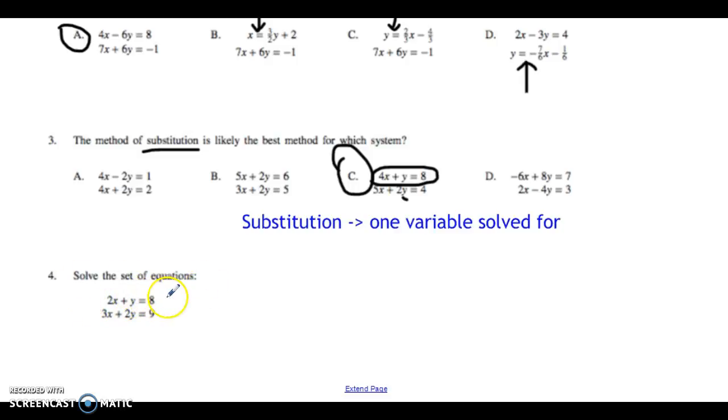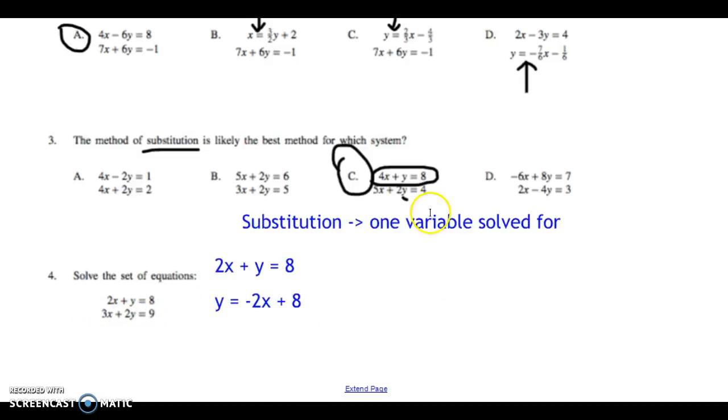Last but not least, it says solve the set of equations. I get 2x plus y equals 8, 3x plus 2y equals 9. My first step here is to choose a method, and I think the method that I'm going to use is substitution. As I previously stated, I look at this system of equations and I see that the y is by itself, almost. I just need to subtract the 2x from both sides. So 2x plus y is equal to 8. If I subtract 2x from both sides, I get y equals negative 2x plus 8. And now I have one of the variables solved for.